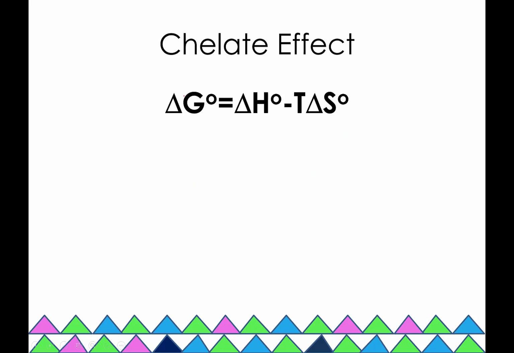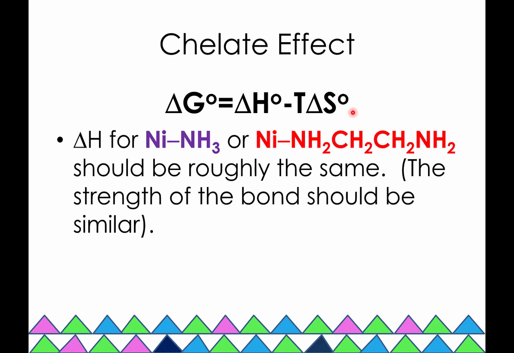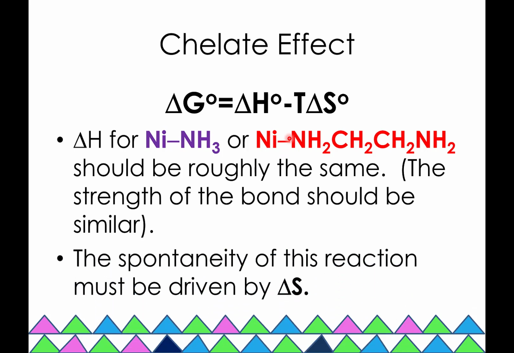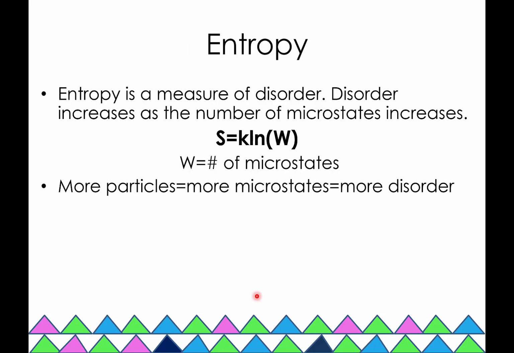Well, we need to remember this relationship from the second law of thermodynamics, that delta G naught is equal to delta H naught minus T delta S naught. So delta H, our heat, our enthalpy for the nickel amine bond and nickel ethylene diamine bond should be roughly the same. The strength of the bond should be similar because they're both nitrogens bound to our nickel. Very similar ligands. So the spontaneity of this reaction must be driven by delta S.